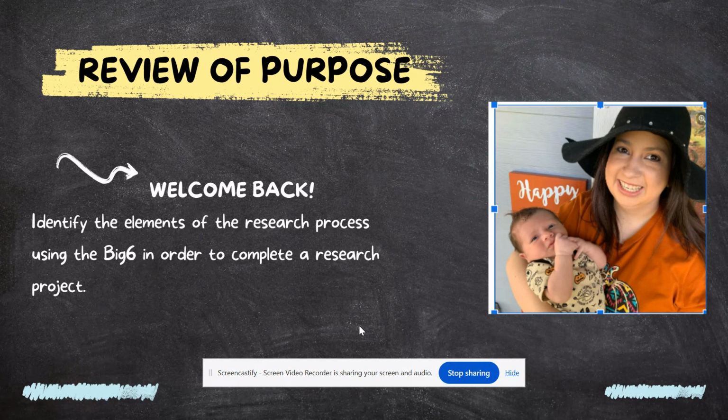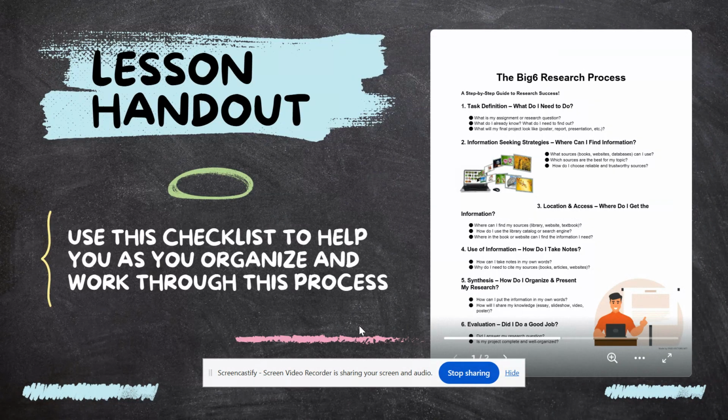So there we are. I will be passing out shortly a lesson handout. This has some questions and a kind of checklist to help you as you organize and work through this process. It's something you can refer back to. I will be posting this to our library Google Classroom page as well as the library website, so that way you always can find a copy. So don't feel like if you lose your handout, it's okay.